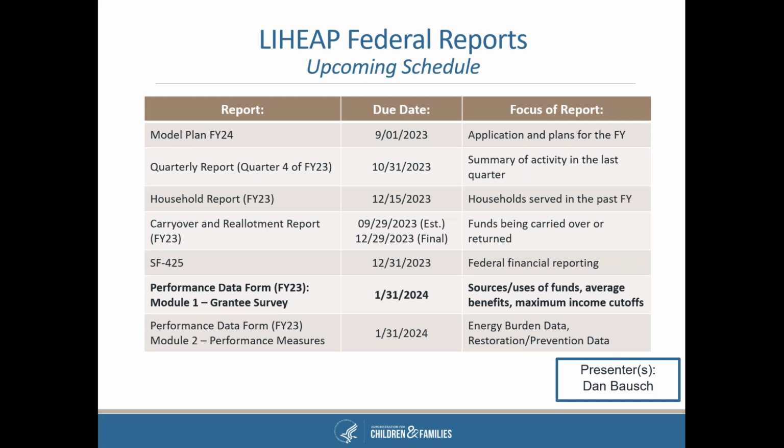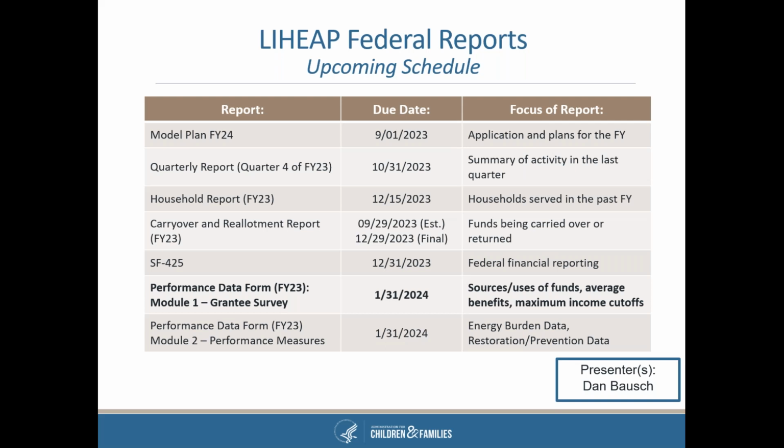So this is the upcoming schedule for federal reports, and we think this is important for you to see so that you can figure out how this fits in with everything. As you know, you already submitted your model plan and your quarterly report, hopefully, which was due at the end of October. The household report, which is upcoming, will be due on December 15th, and this really talks about households served in the last fiscal year.